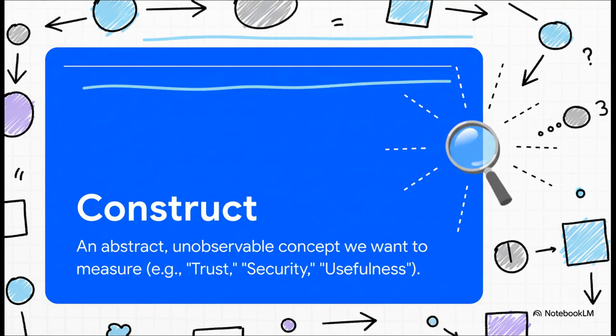And here's the key thing, right? These ideas, security, trust, usefulness, they're not simple numbers you can just jot down. You can't look at someone and see their exact level of trust. They're abstract. In the world of SEM, these big, fuzzy ideas are called constructs, and the entire point of this method is to find a way to measure them and then see how they connect to each other.